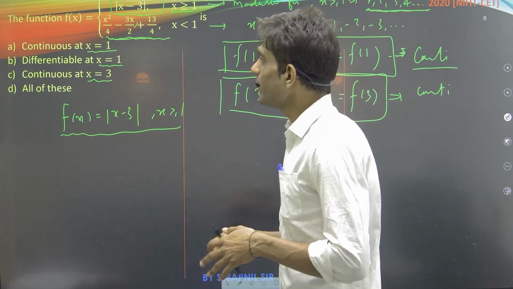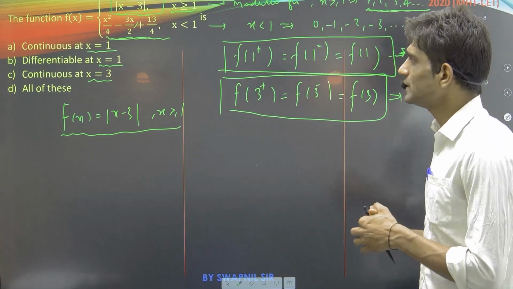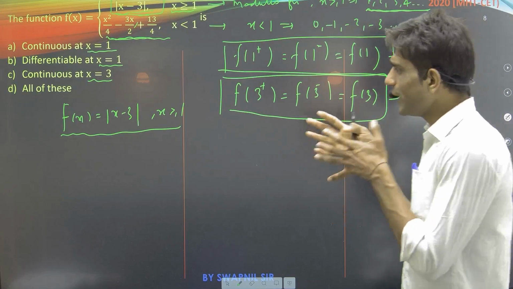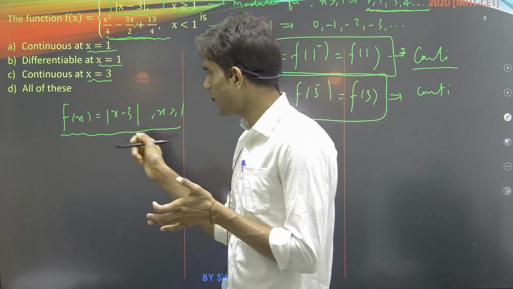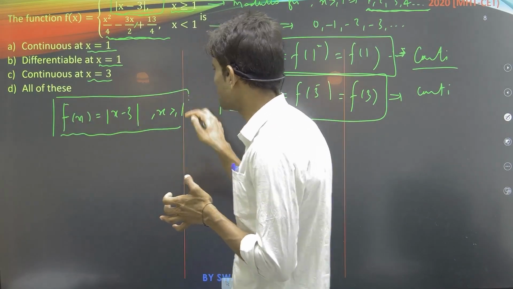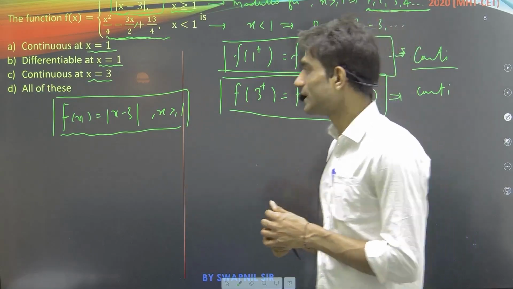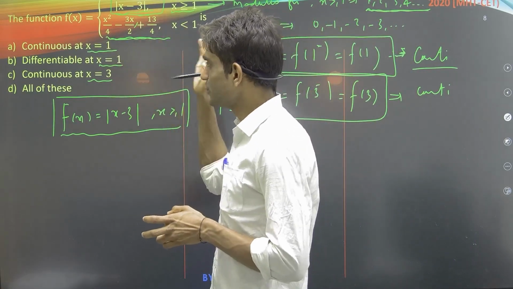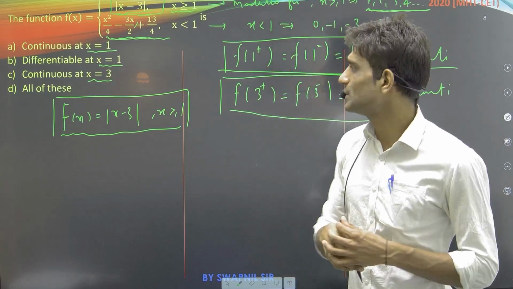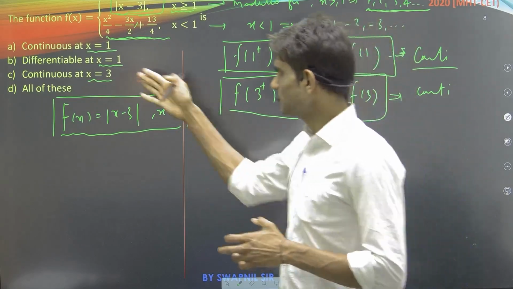Now let's verify whether our function is continuous at x equal to 1. And to verify this, we have to just deal with f of x as modulus of x minus 3. So we have to check f of x as modulus of x minus 3 at the point x equal to 1 and at the point x equal to 3. Now substitute x equal to 1.